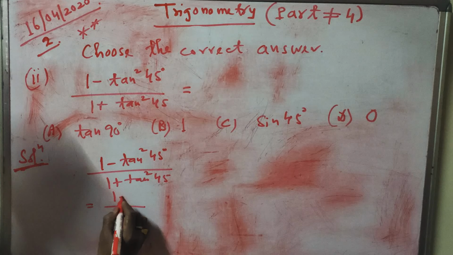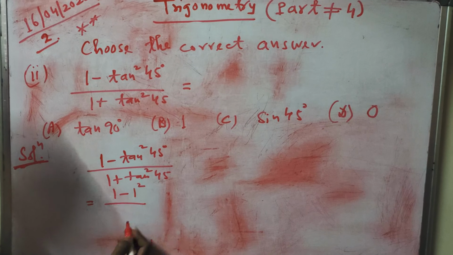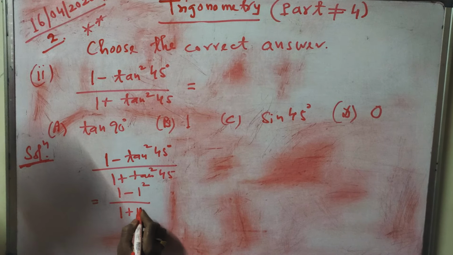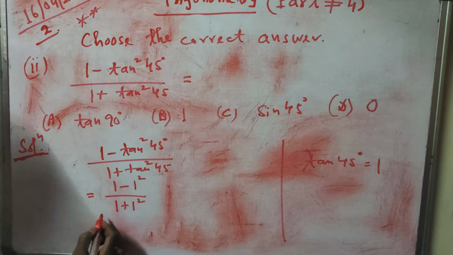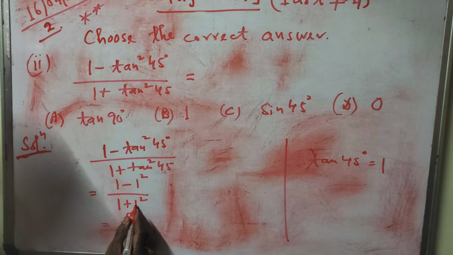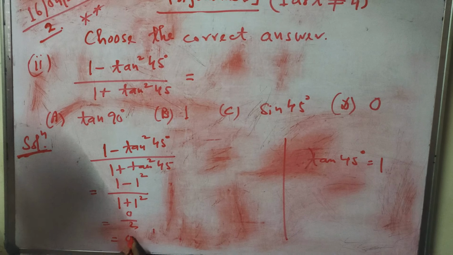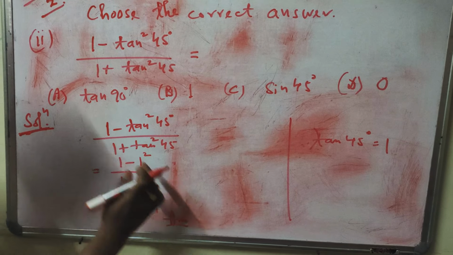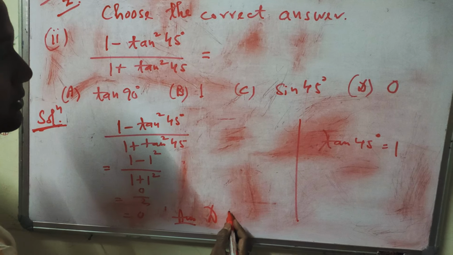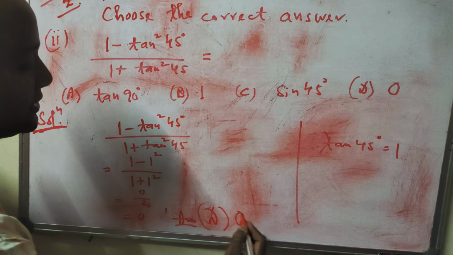See, 1 minus tan square 45 means 1 square. 1 plus tan square 45 means 1 square. You remember now? Tan 45 equal to 1, I told you. So it will be 0 by 1 minus 1 is 0, 1 plus 1 is 2. That will be 0 by 2, therefore the answer is D, 0. This is the answer.